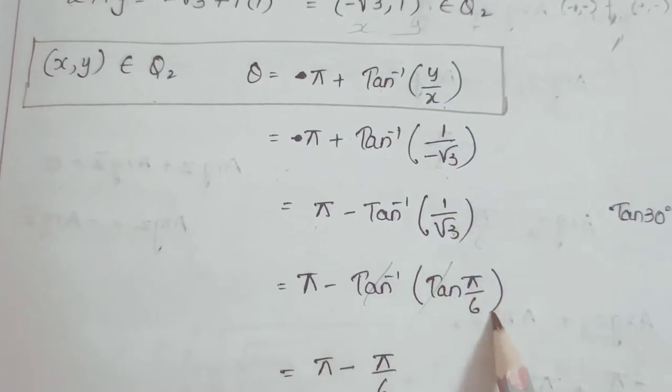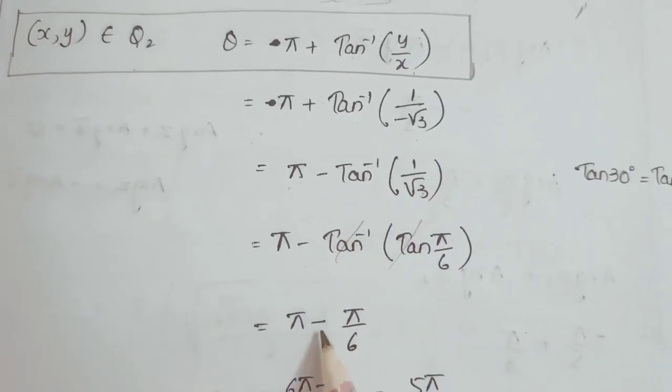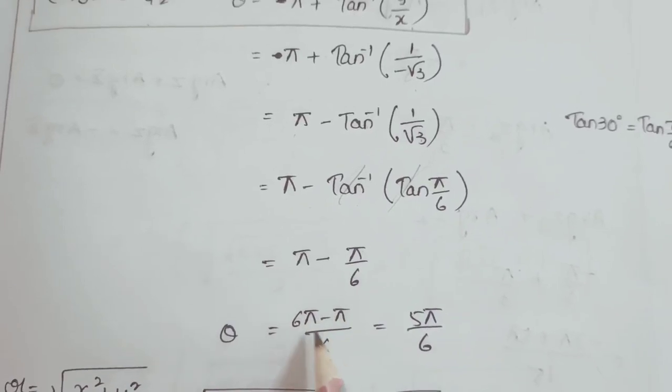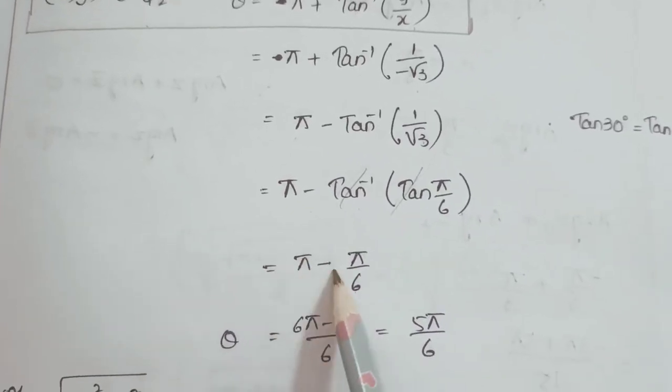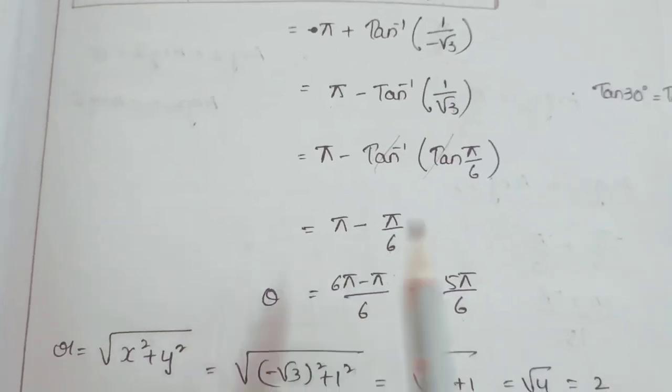30 degrees can be written as pi by 6. So this tan inverse and tan get cancelled. Pi minus pi by 6. Take LCM. LCM will be 6. 6 pi minus pi. 6 pi minus pi is nothing but 5 pi by 6. Theta is 5 pi by 6.